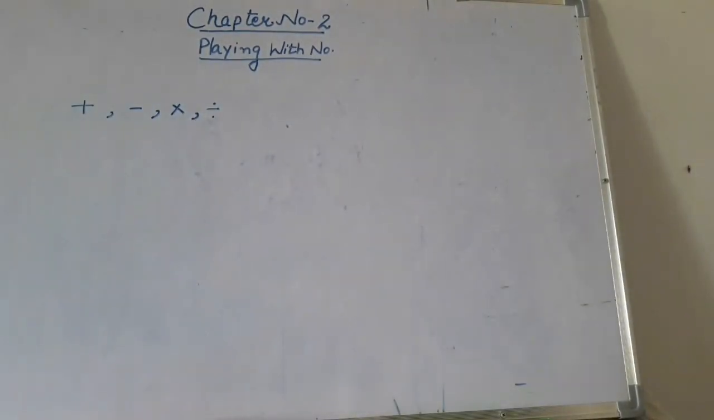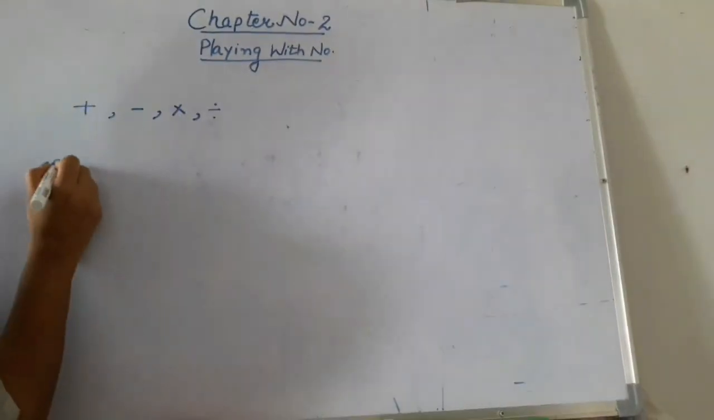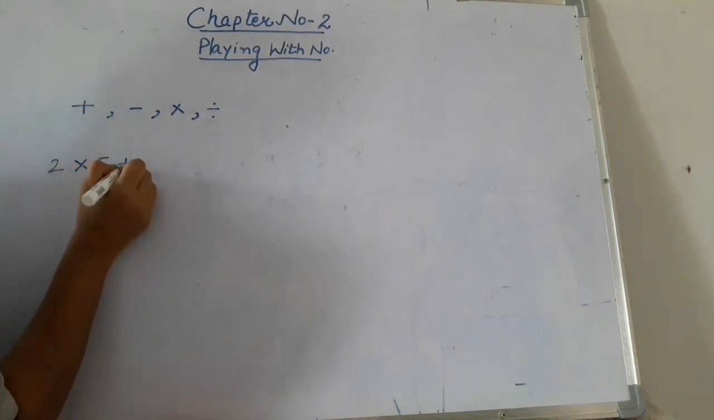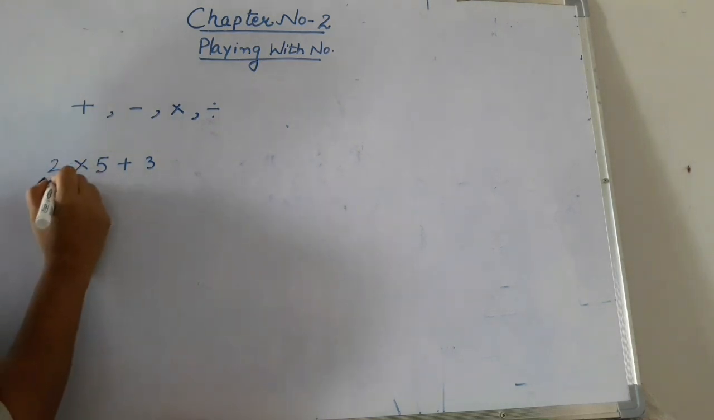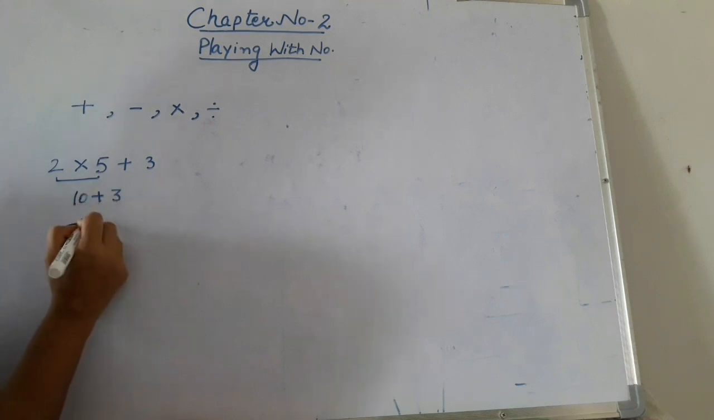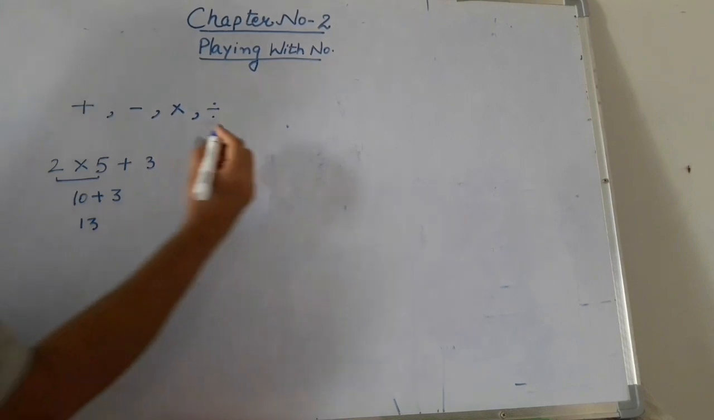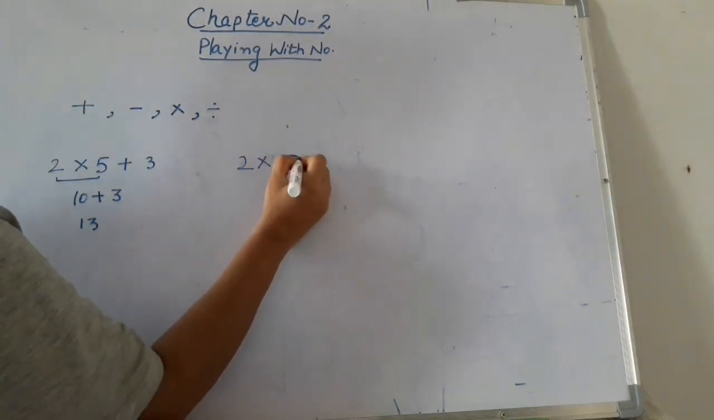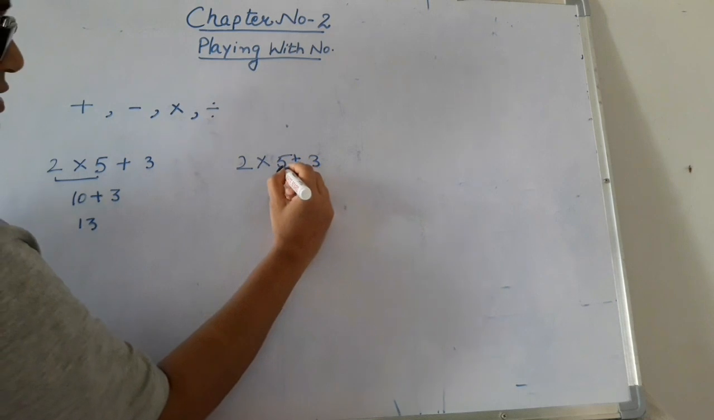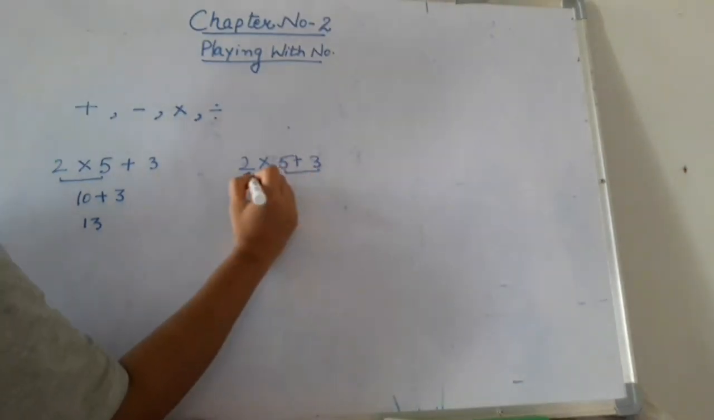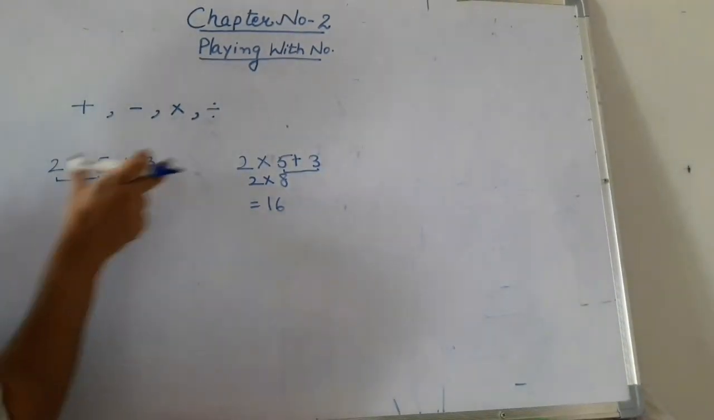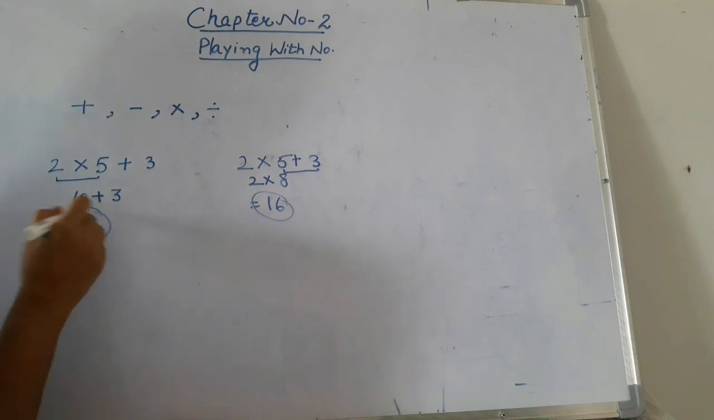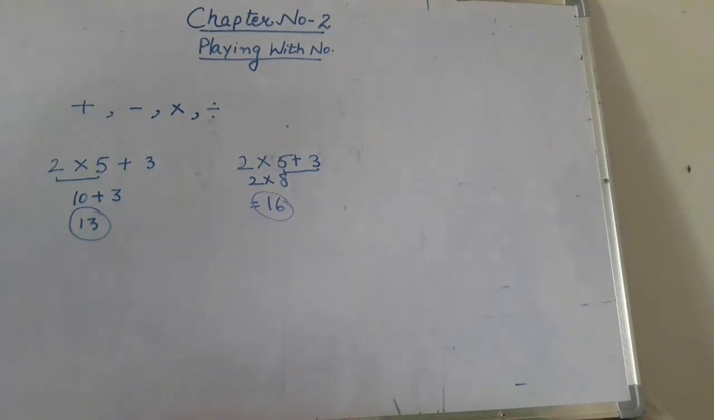Now suppose students, the teacher has given one statement to solve. How can the students do it? Firstly, one student solved it like this: he multiplied 2 by 5 and got 10, plus 3, and 10 plus 3 he got 30. Suppose the second student solved the same statement like this: 2 multiplied by (5 plus 3), he firstly added this, 2 multiplied by 8 is equal to 16. Now, one statement having different answers, is it possible? No. Right?